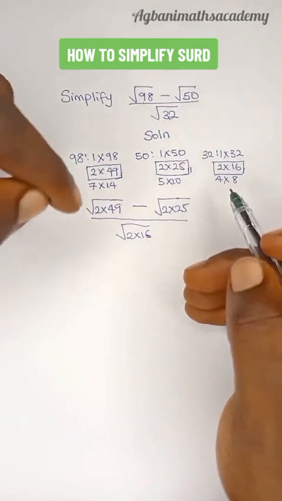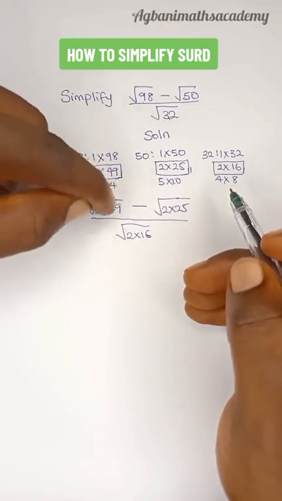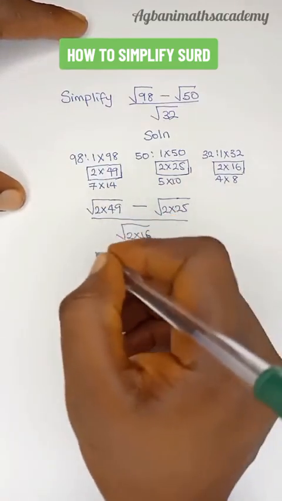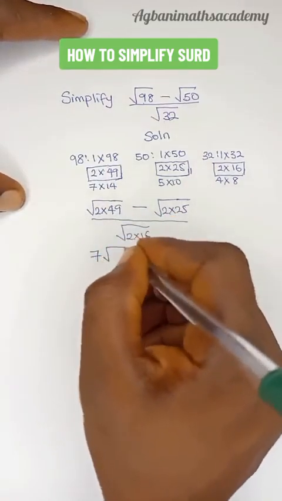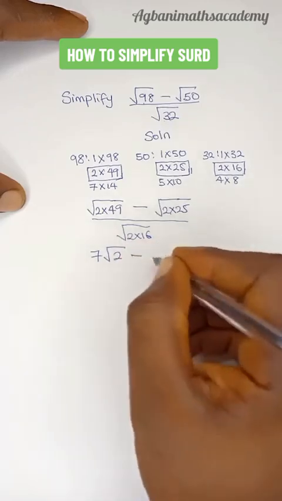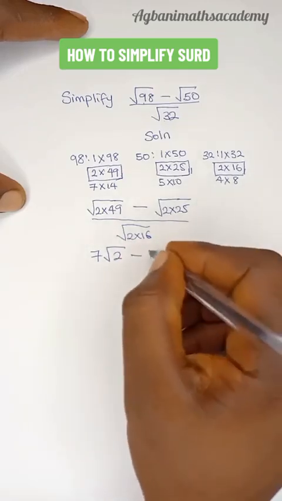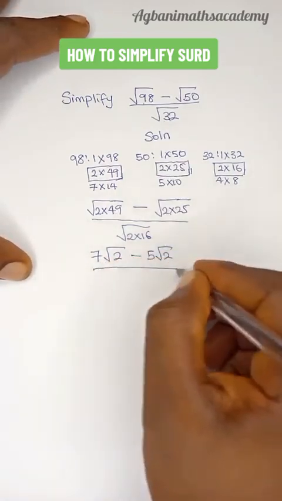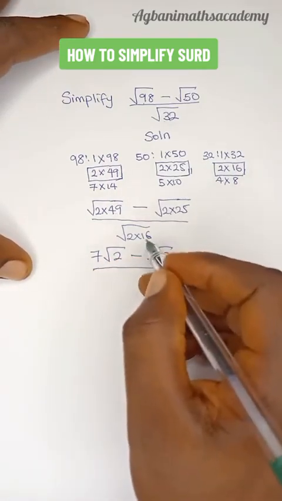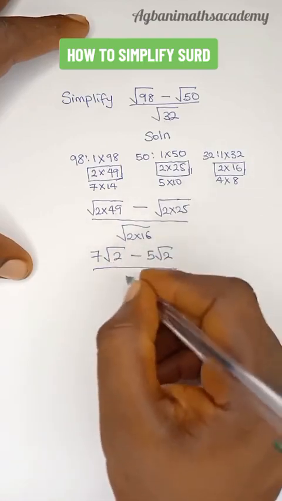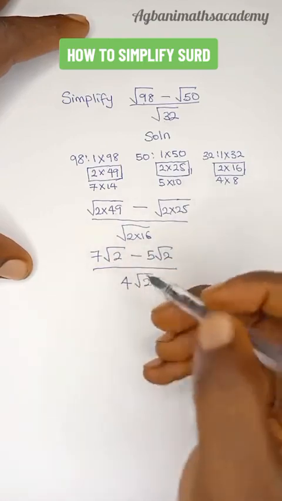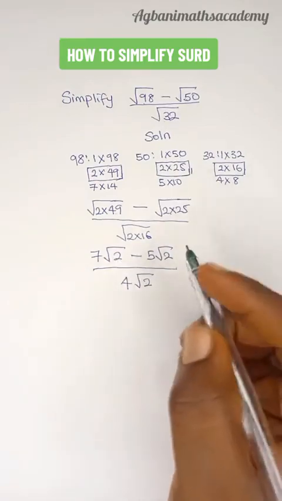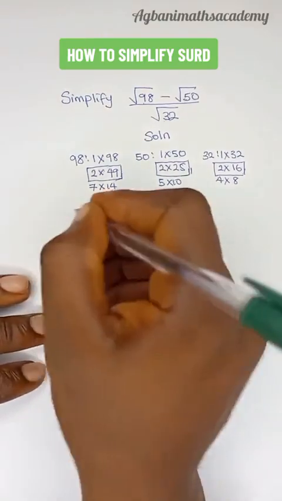The next thing we are going to do is bring out the square root of this perfect square outside the square root. So square root of 49 is 7, so we are going to have 7 root 2, minus square root of 25 is 5, so 5 root 2, all over square root of 16 is 4, so bringing it out, we have 4 root 2. Now we have the same roots, so at this point we can subtract.